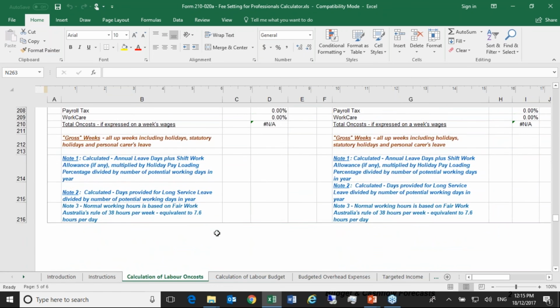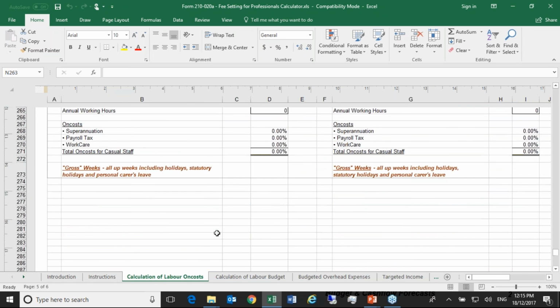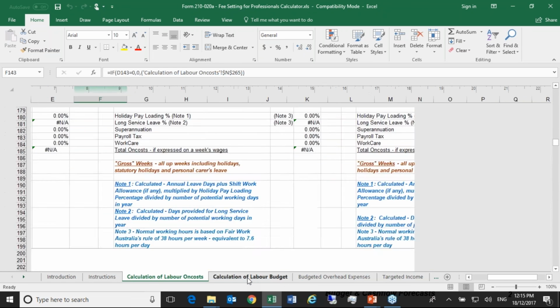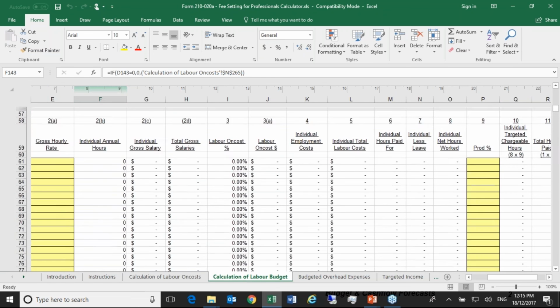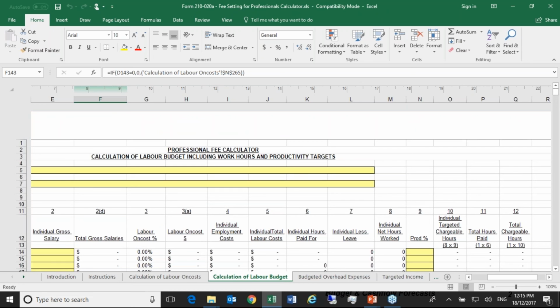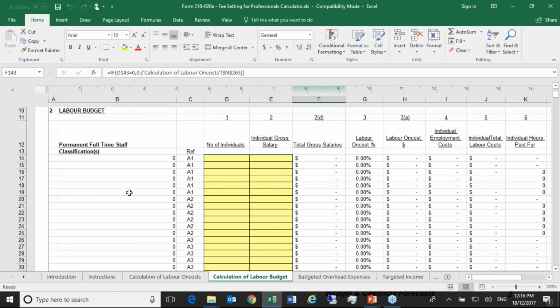And there are individual sections that you can utilise to incorporate what we believe will be the various variations that can occur in a business. We've then got the labour budget calculator. This is transferred through, and once again with the same reference details from the labour on cost calculator.